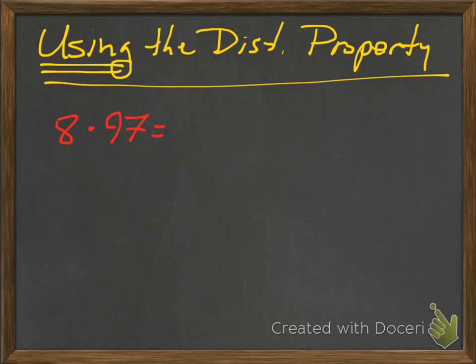Now 97 is not a very nice number, but it's very close to a very nice compatible number, 100. In fact, I could write 97 as 100 minus 3 and put parentheses around it. I think you can see that that's exactly the same thing as 97. And the 8 times would just go out front. Now what's the benefit of this?